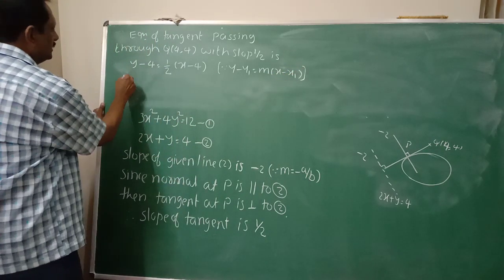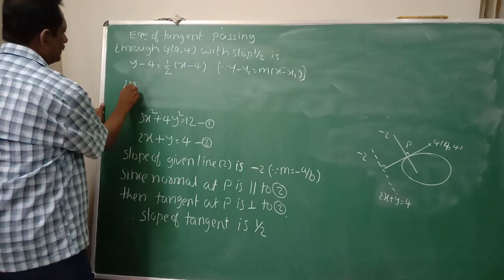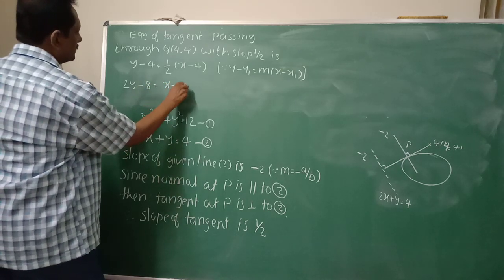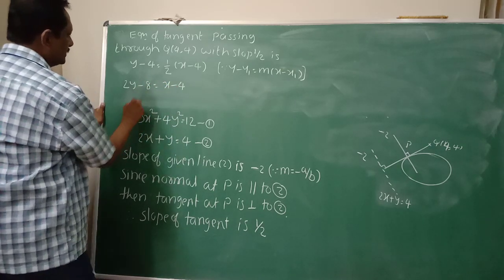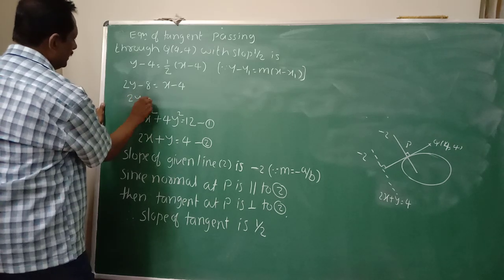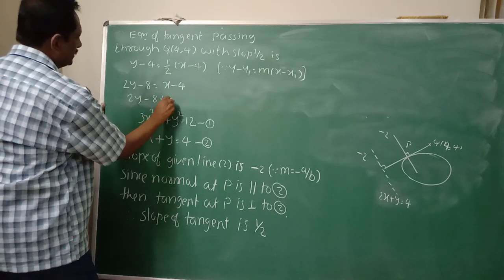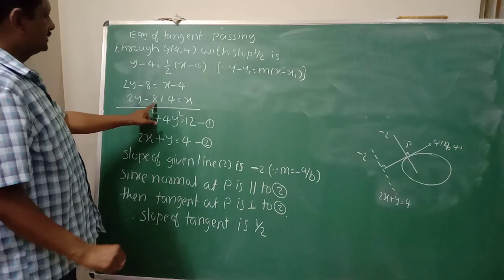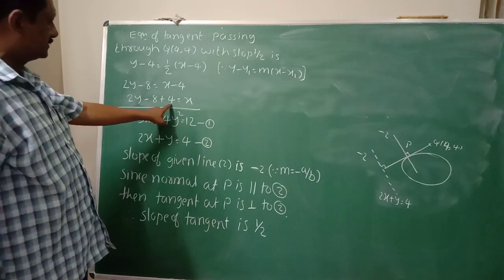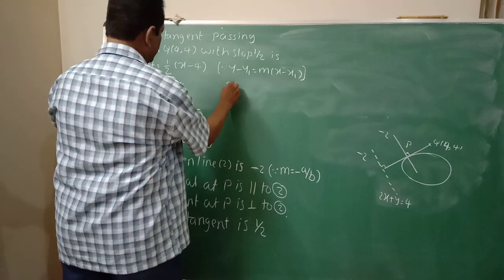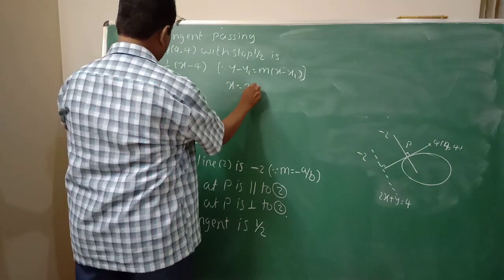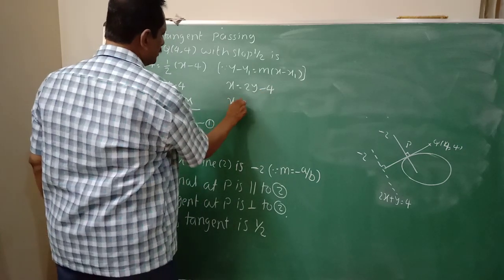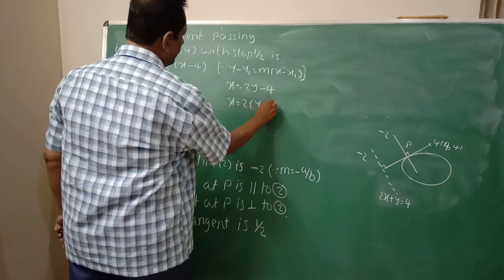Take the 2 to this side here. 2y minus 8 is equal to x minus 4. Take minus 4 to this side. So 2y minus 8 plus 4 is equal to x. Minus 8 plus 4 becomes minus 4. Answer: x is equal to 2y minus 4. Hence x is equal to 2(y minus 2).